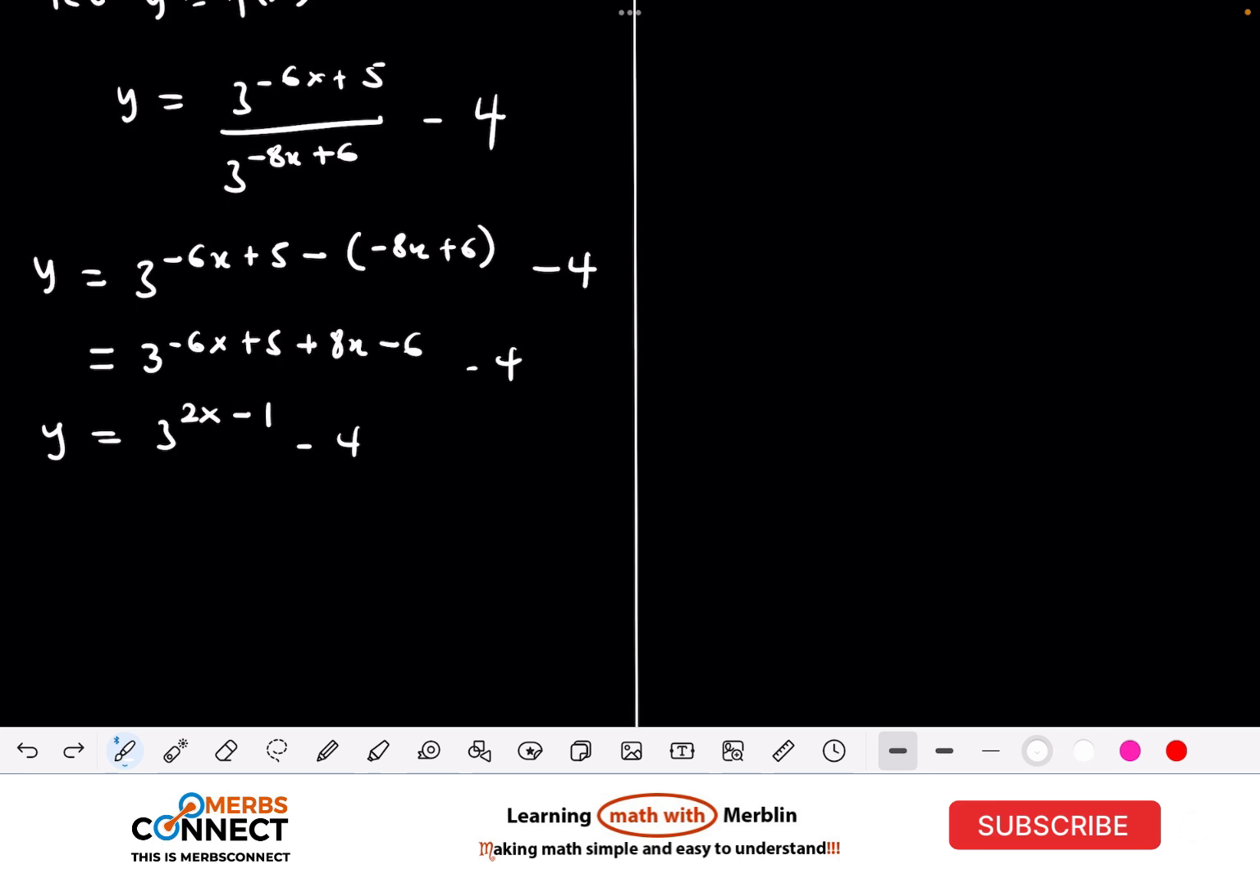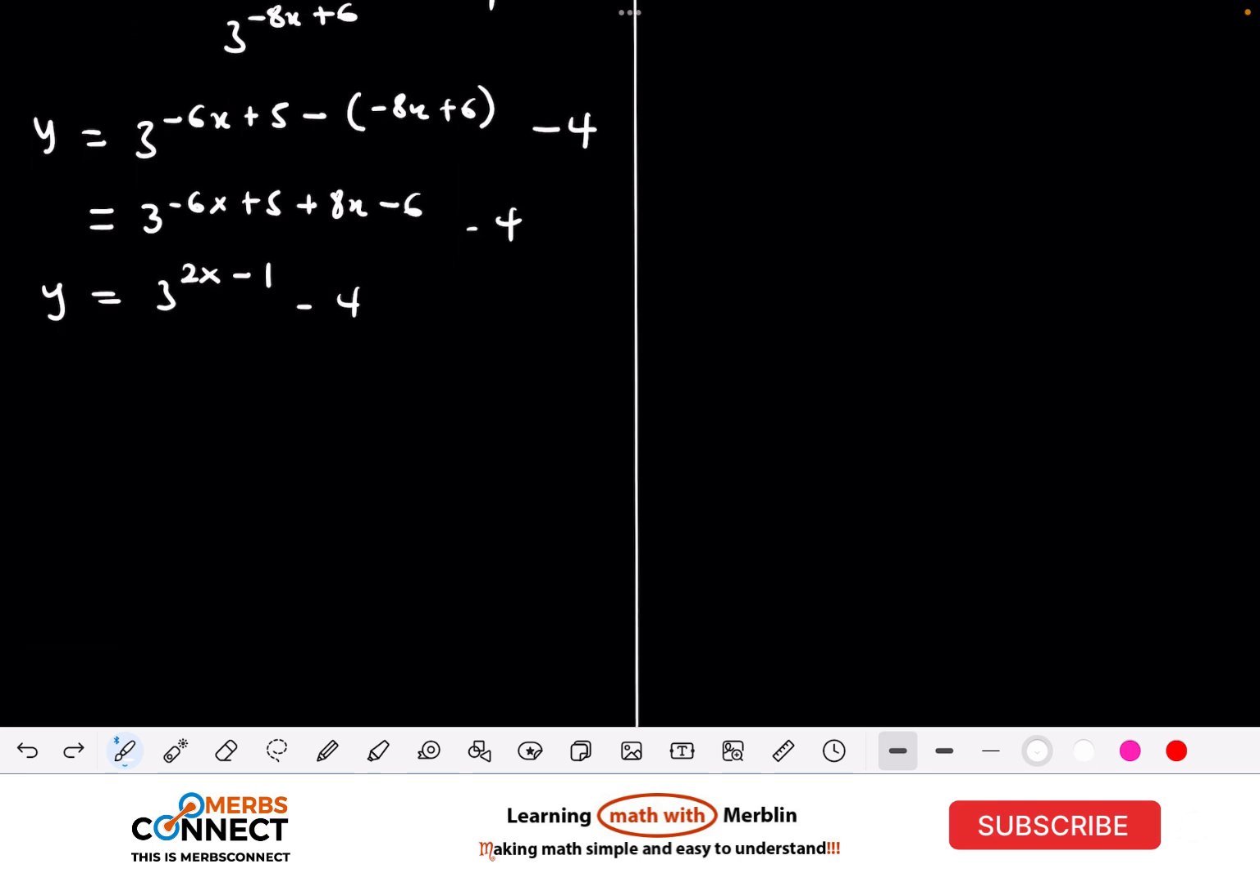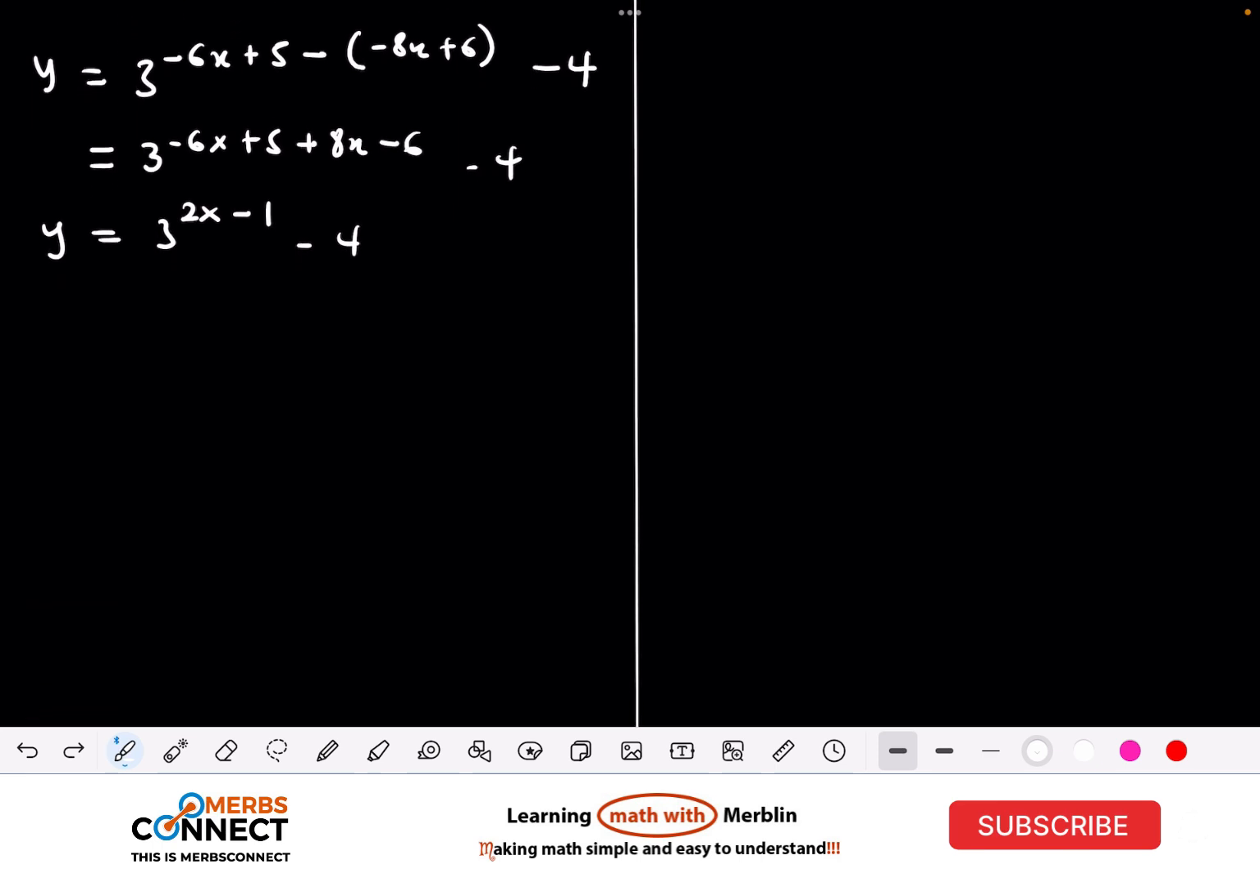So now since we have this function, we can interchange x and y, then we solve for y. So interchange x and y, we are going to have x equal to 3 to the power 2y minus 1, minus 4. Now we need to make y here the subject. So first we need to move this one.